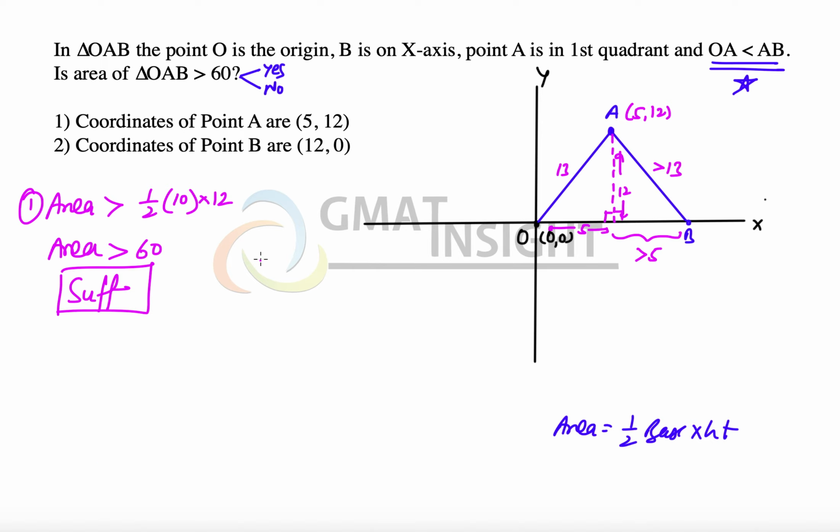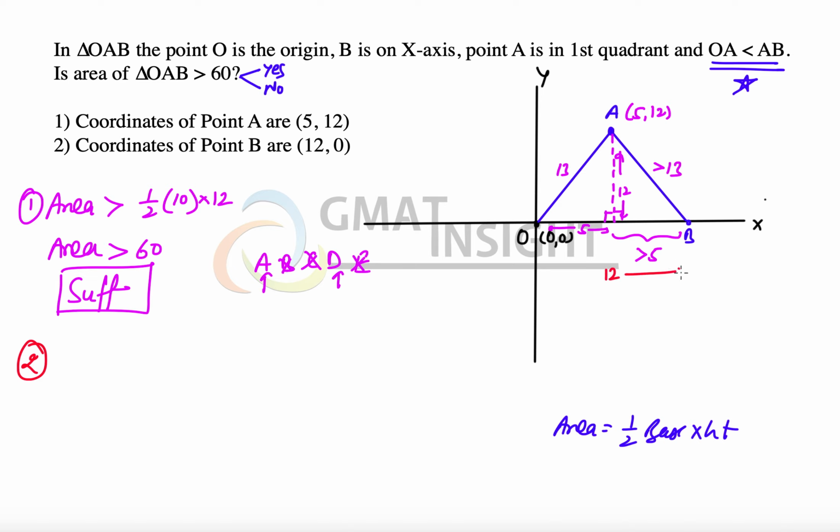Out of the 5 choices A, B, C, D, E, we can at least eliminate 3 options: B, C, and E. Now we are left with option A and option D. Now we also need to judge what is given in the second statement and whether that helps us answer the question or not. The second statement says that the coordinates of point B are 12, 0.